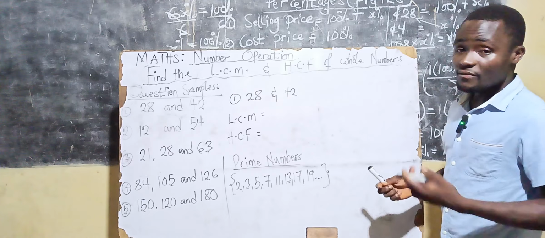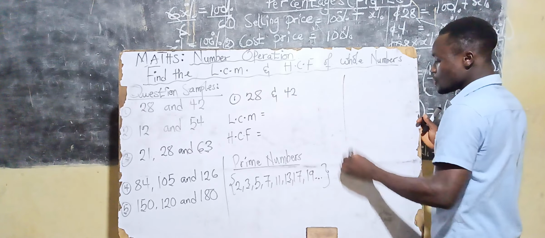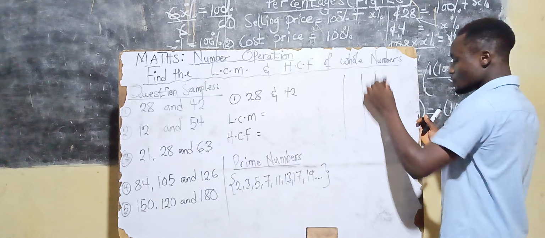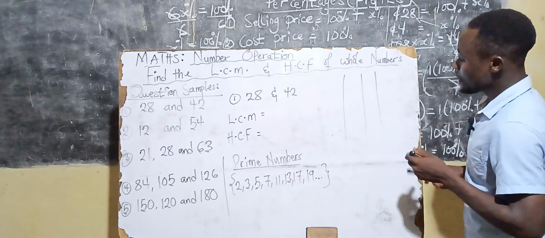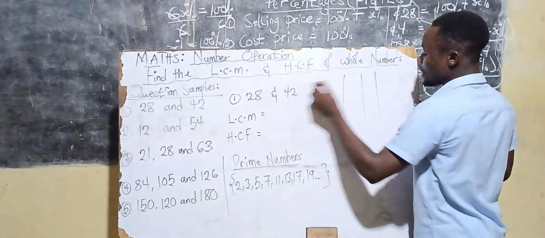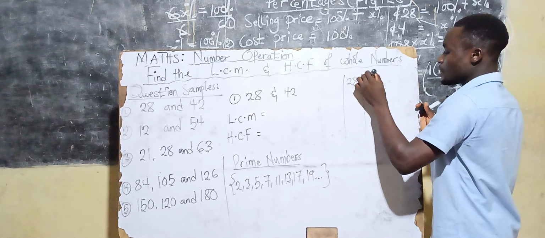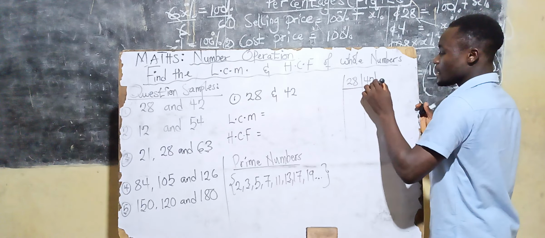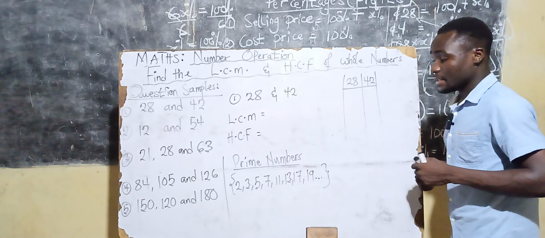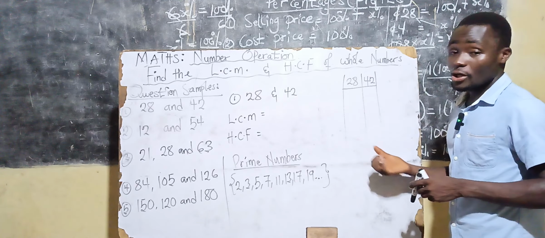Now, using the table and division method, I'll first of all draw my 2 tables like this. Now remember, I've been given the number 28, so 28 will come to the first table. Then my second number, which is 42, will come here. Then I will draw my table nicely like that. So I'm done drawing my table.